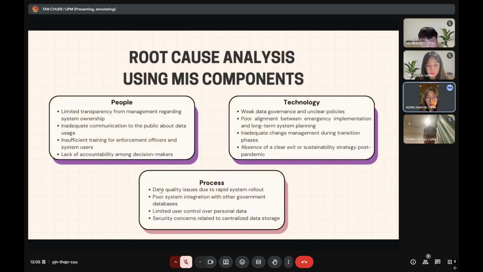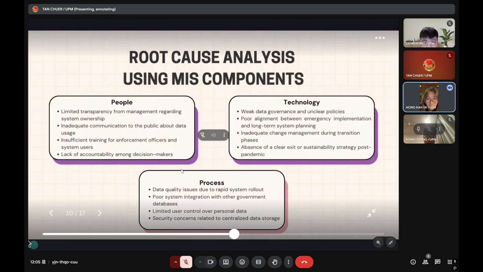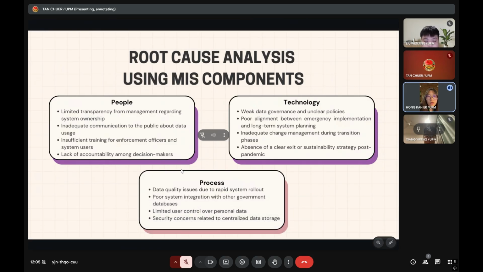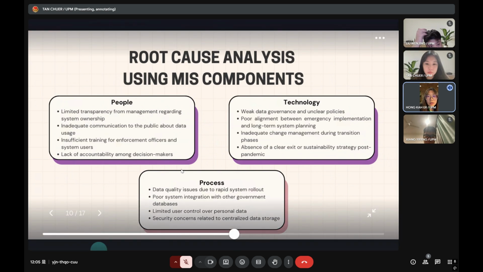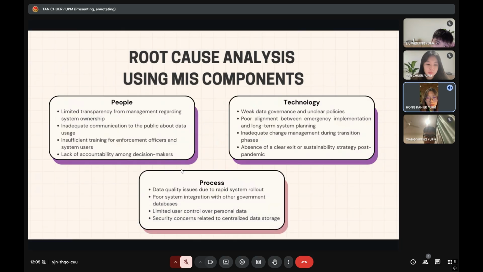And now let's look at why this issue actually happened by breaking it down into three core pillars of management information system, which are people, process, and technology. First, let's talk about the people. The biggest issue here was a lack of transparency and accountability. Imagine you are using an app every single day, but no one can tell you exactly who owns your data and how it's being used. So this creates a huge gap in trust.